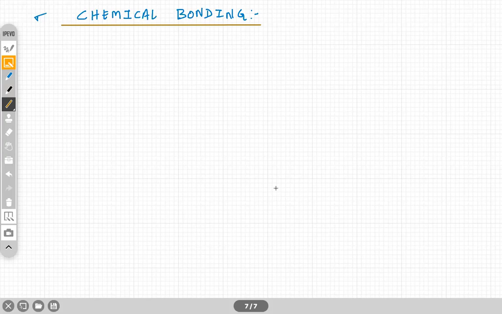What all things do you know about it? What is a chemical bond, first of all? How do you define a chemical bond? Do all atoms form a chemical bond? No. What all atoms do not form a chemical bond? Noble gases. All noble gases?